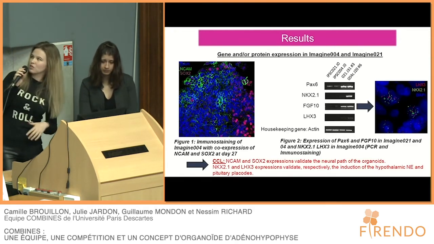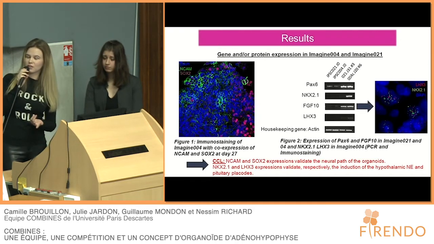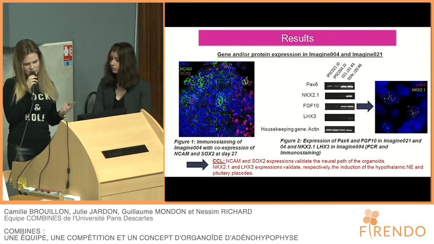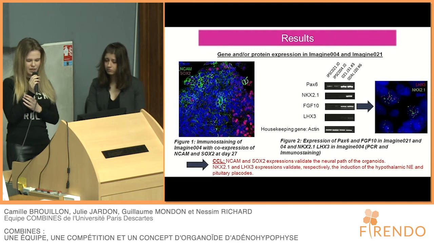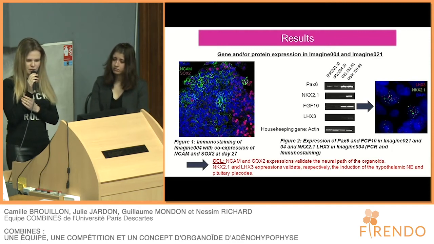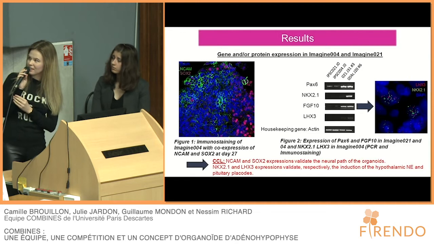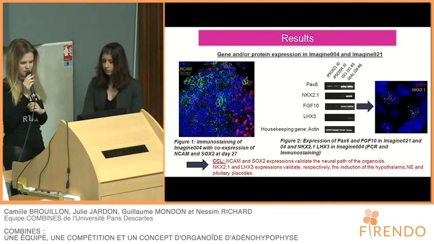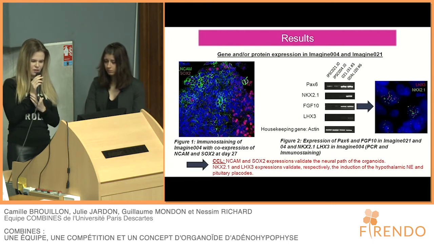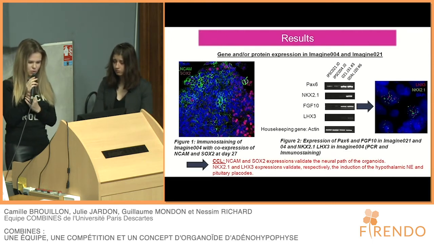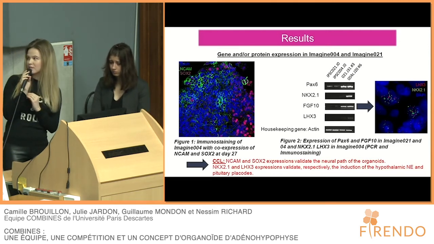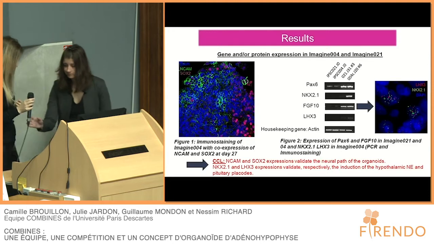And then we focused the PCR on the 2 lines of interest because we stopped the number 5 line, as I said. And we decided to focus the last immunostaining on line 4 because we saw that the transcripts NKX2.1 and LHX3 were really expressed in this line. The last immunostaining allowed us to validate the induction of hypothalamic neuroectoderm and pituitary placodes.